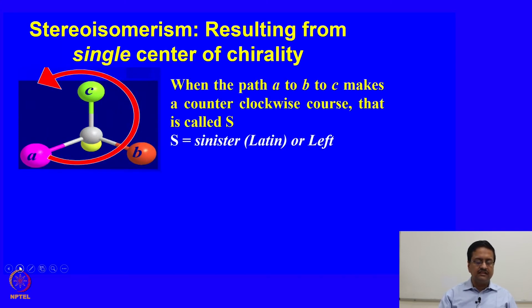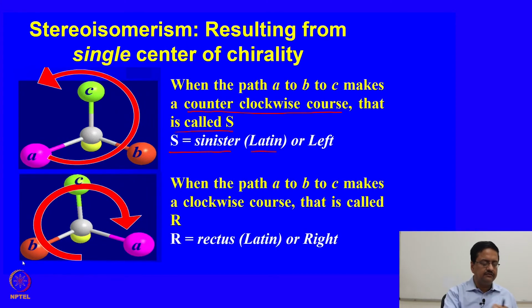So when the path A to B to C makes a counterclockwise course, that is called S. So in this particular case, it is the opposite. In this particular case, if I say that the red is 1, blue is 2 and this violet is 3, 1 to 2 to 3 is anti-clockwise. So this particular compound should be termed as the S isomer, or sinister in Latin, which means left. So 1 to 2 to 3 here is anti-clockwise direction. Remember that you are viewing from the direction opposite to the fourth group.